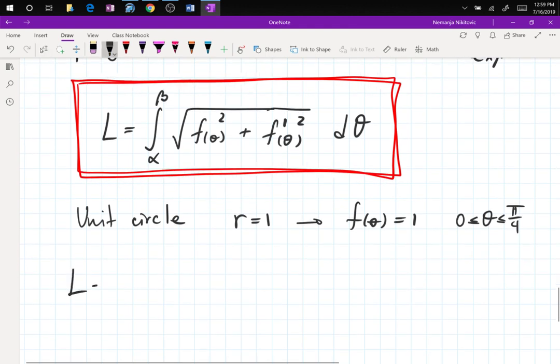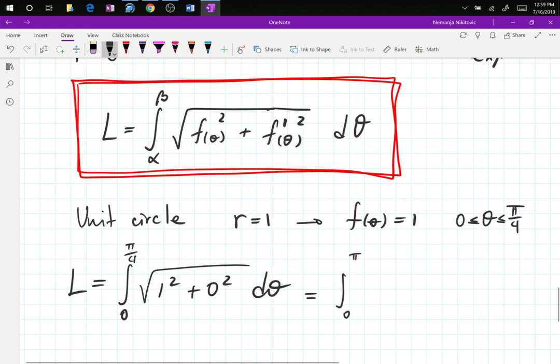So now if you're calculating the same problem as earlier, you still have 0 to pi over 4, and now you have the square root of 1 squared plus 0 squared d theta. Well, that just makes a joke of a problem, right? Because we are dealing with a circle, and a circle is one of the very basic things we can write in polar. So the integral from 0 to pi over 4 of d theta is equal to theta, and then pi over 4 minus 0 is pi over 4. So this made the problem even easier.